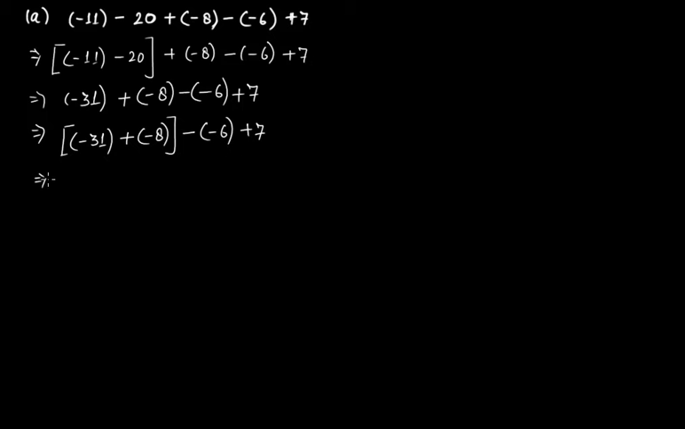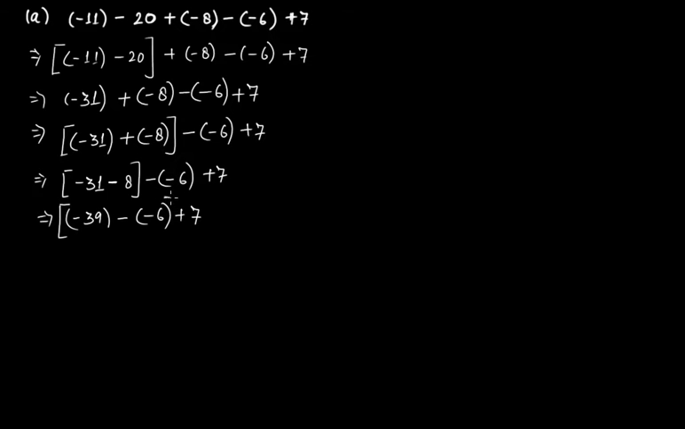This can be written as minus 31 plus outside the parenthesis, therefore this will be minus because we have a negative integer, and minus 8 minus 6 plus 7. This will be 31 plus 8 is 39, so minus 39, and then minus 6 plus 7. Take them in a square bracket, solve them.